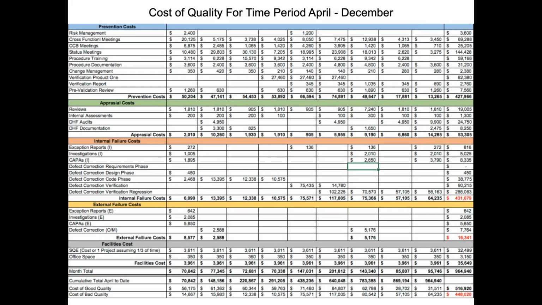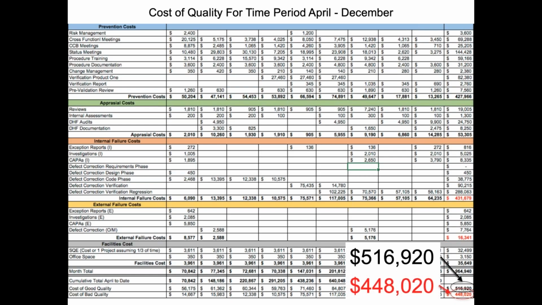Okay, now we have a busy chart that's going to be hard to see. At the bottom right-hand corner is the cost of good quality. If we had just done good quality for this 9-month period, it would have been $516,920. If we add in the bad quality, you increase it by $448,020. So good quality $516, bad quality $448, which gives you almost $1 million in cost, and half of that is just bad stuff that you don't really want.